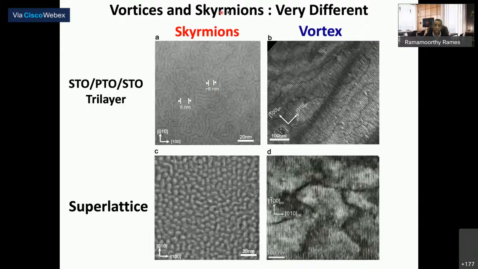I wanted to just point out the skyrmions and the vortices, very different. These skyrmions look like cylinders in some sense. Vortices look like cubes. They're in plane, and you can see they're all pretty well aligned. This is in a superlattice. This is in a trilayer.